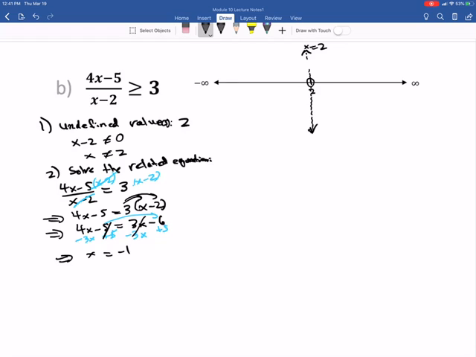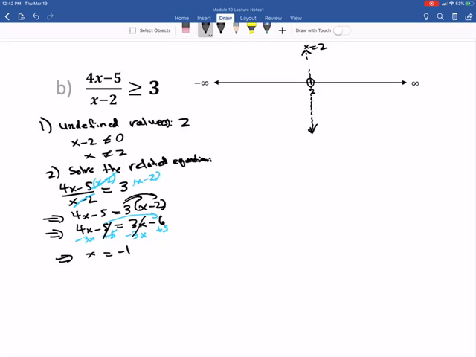So again, you can check if you plug negative 1 back in the beginning, it should equal 3. 4 times negative 1 is negative 4. Negative 4 minus 5, negative 9. Negative 1 minus 2 is negative 3. Negative 9 over negative 3 is 3. So it checks. But that's the solution to the related equation.